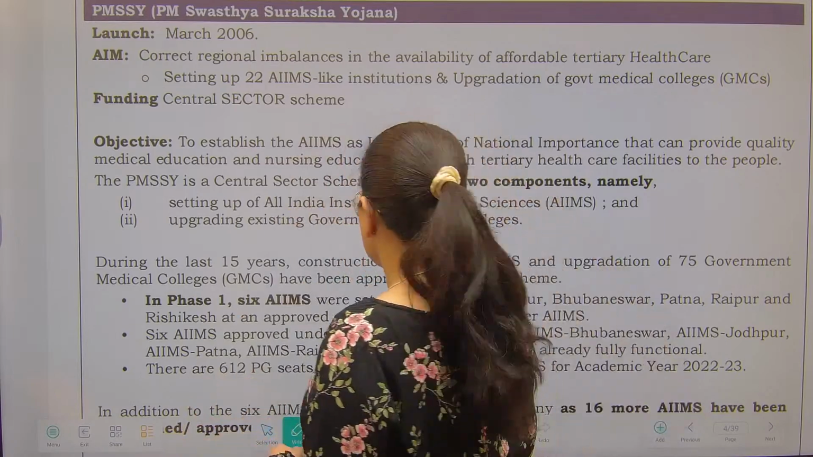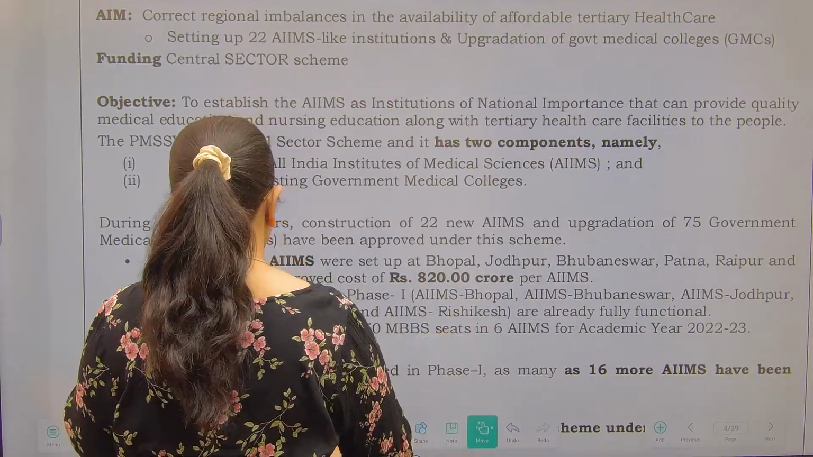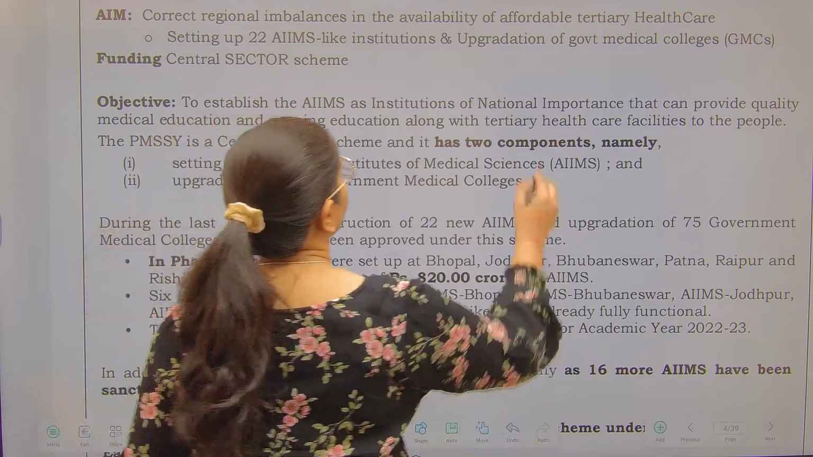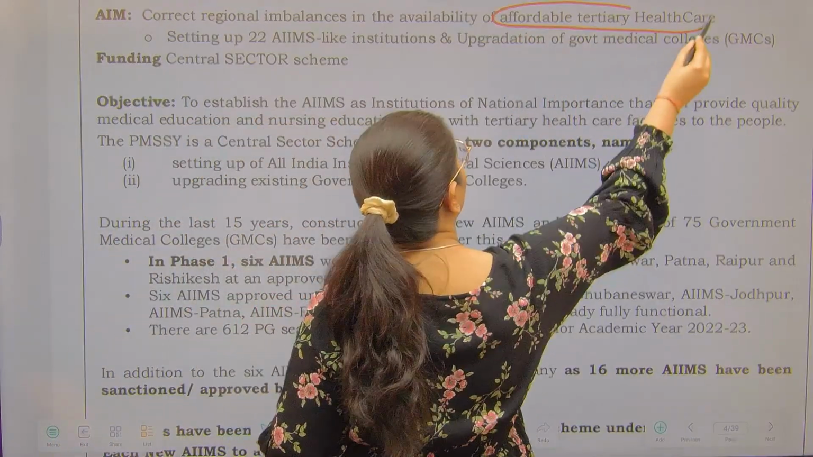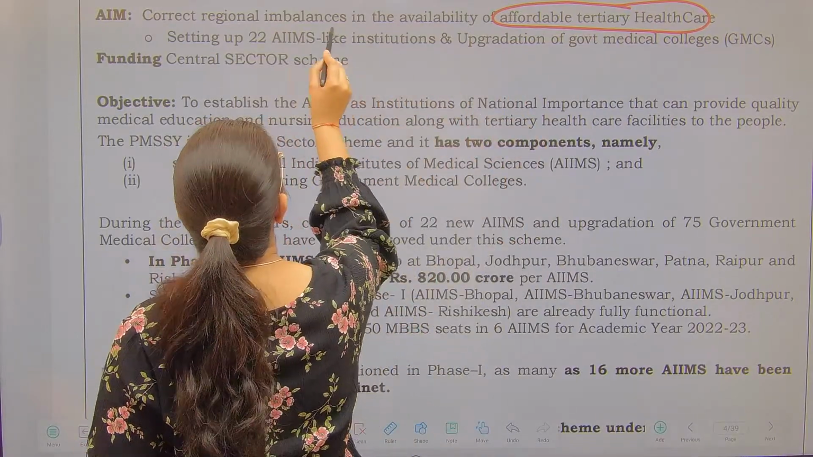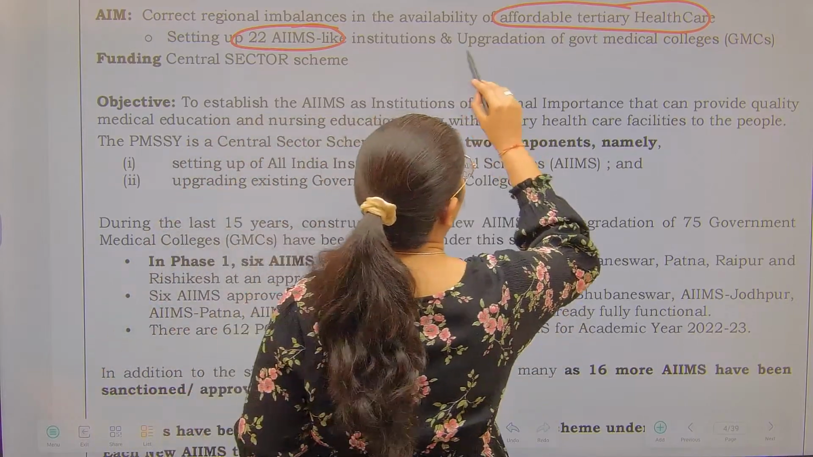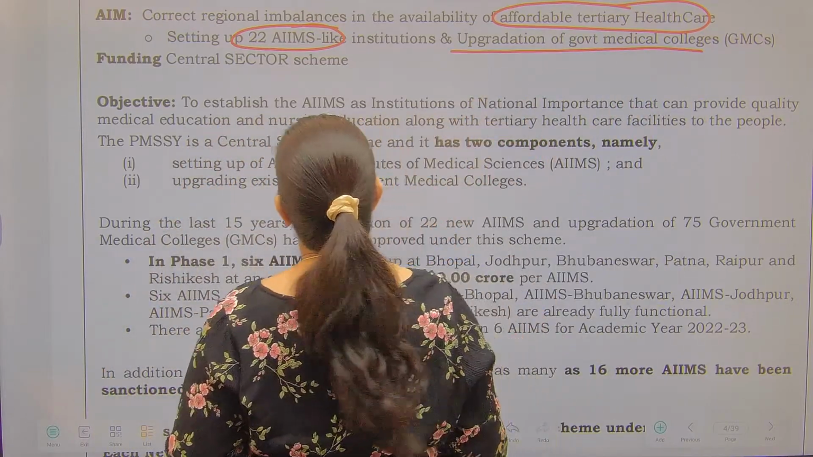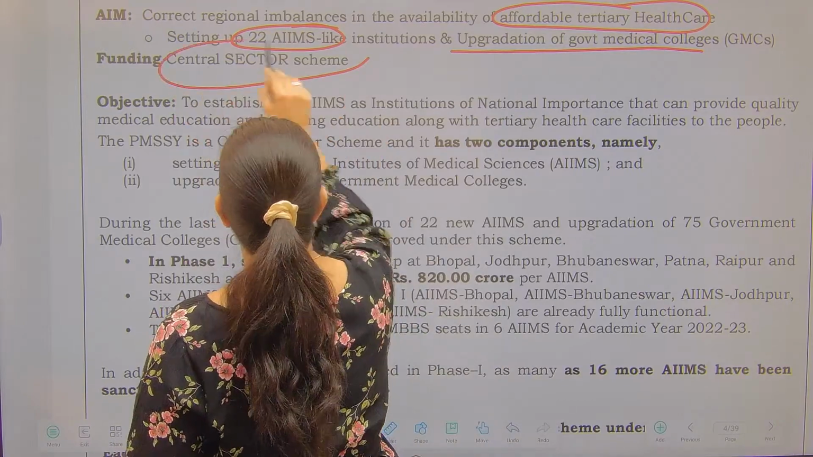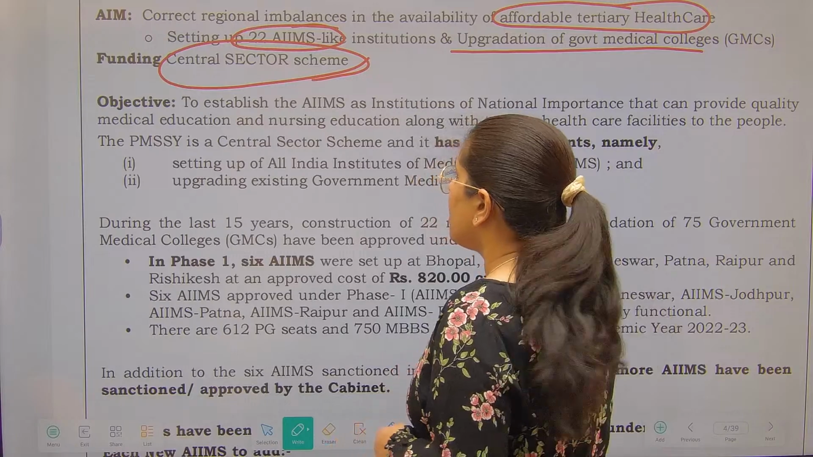Now let's see this. It was launched in March 2006. What was the aim? We want to provide affordable tertiary healthcare. You already know what tertiary healthcare means. The aim is setting up 22 AIIMS-like institutions and upgradation of government medical colleges, right? Funding: it is a central sector scheme.